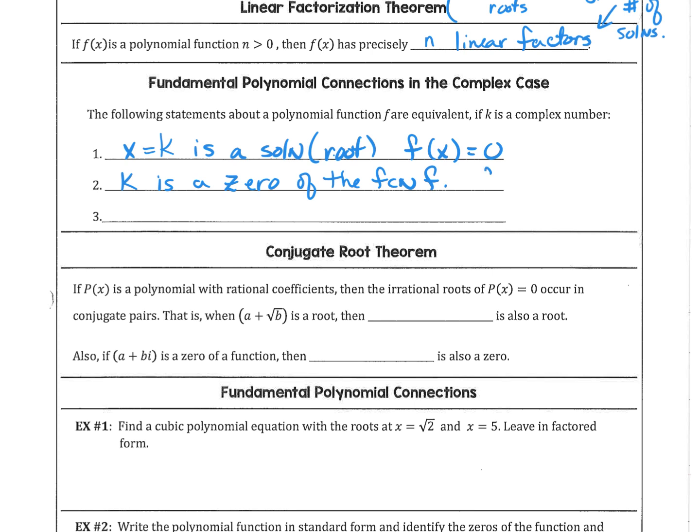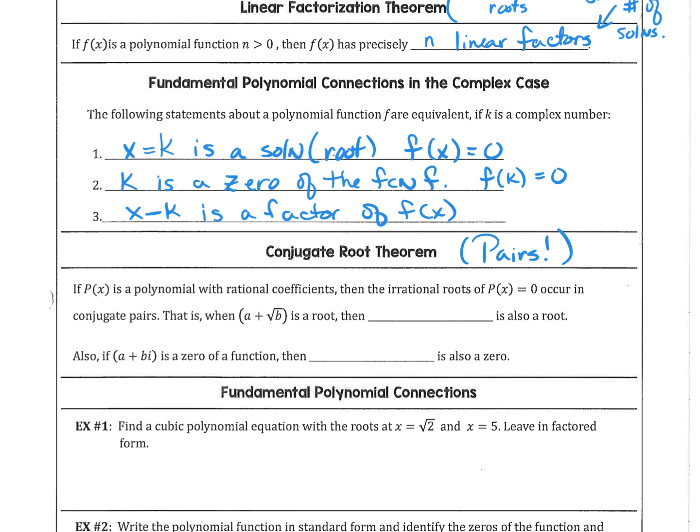All right. We also know that f of k must be equal to 0, right? And then if k is a 0, then x minus k must be a factor. Okay. Now, what do we know about imaginary numbers? The big thing we know about imaginary numbers is they come in pairs. You can never have one imaginary number, imaginary root. You have 2 of them.